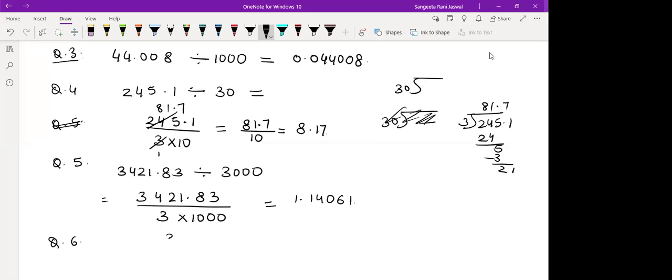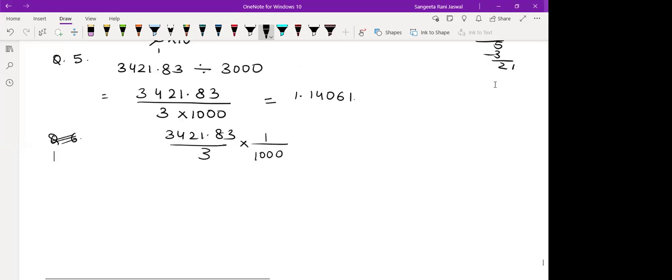So what did you do in this case first? Ma'am, first I divided the 3,421.83 by 3, and I multiplied 3 by 1000. Yes, good. Then I got 1.14061 and divided by 1000. Very good. Ma'am, I got the same answer. Very good, Neha. Good. Adya, you must also keep writing your answers in the chat box.